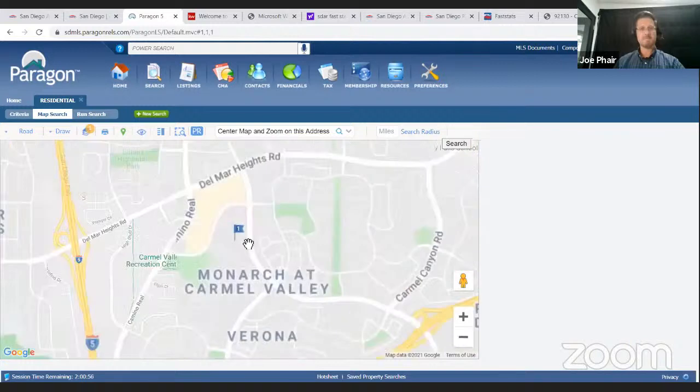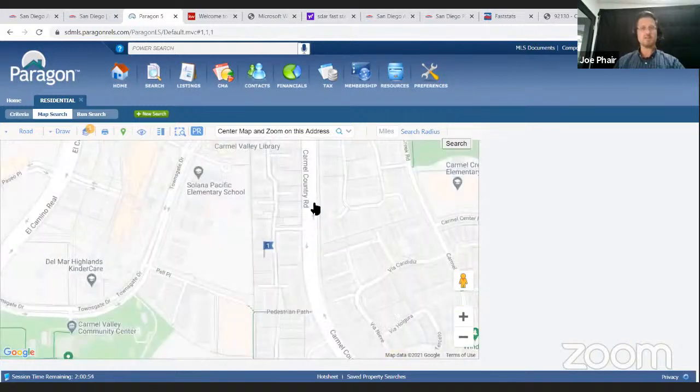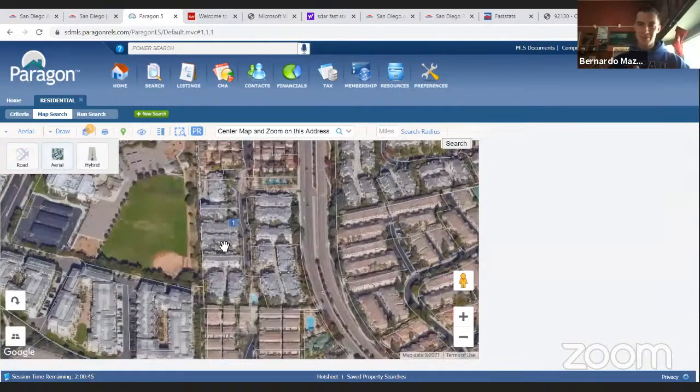Okay, now here's a little trick. Who knows where the best comps are found for a given house? Nearby that house. Right.